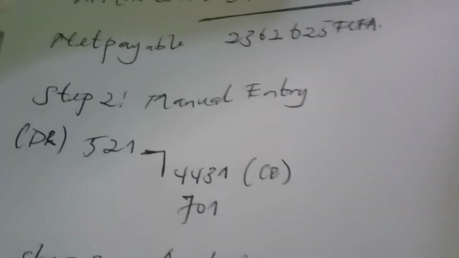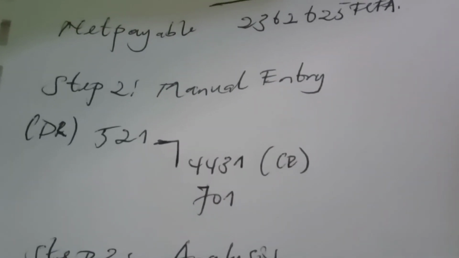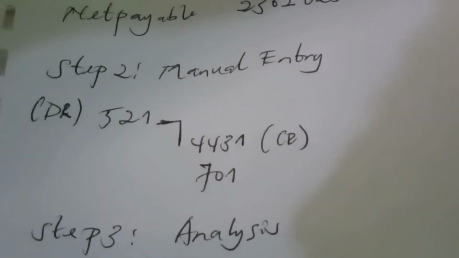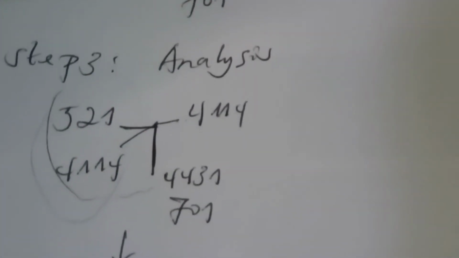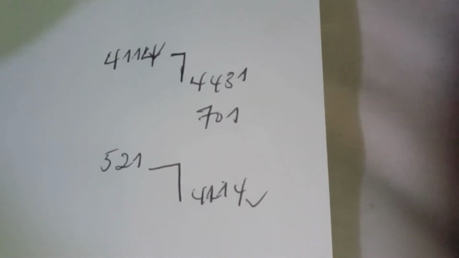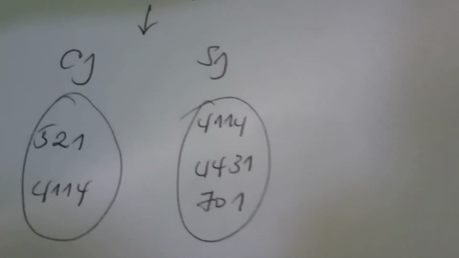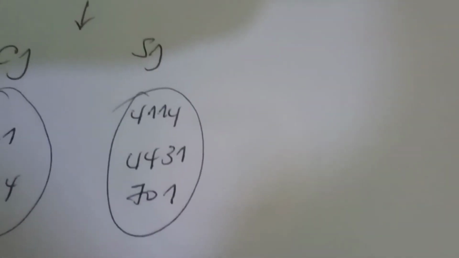Next to step 2, manual entry, how each transaction is supposed to occur. That means 521 to the credit of 4431. Now here there's what they call analysis, which I'll show you how to analyze. That's how to analyze. And the last one now is how to put them in the various journals. So that's all about the purchase.